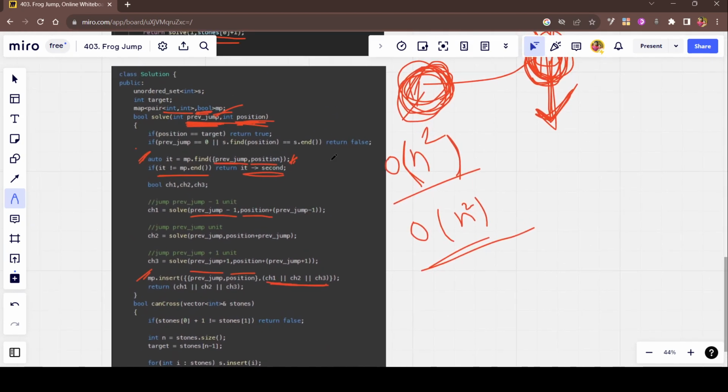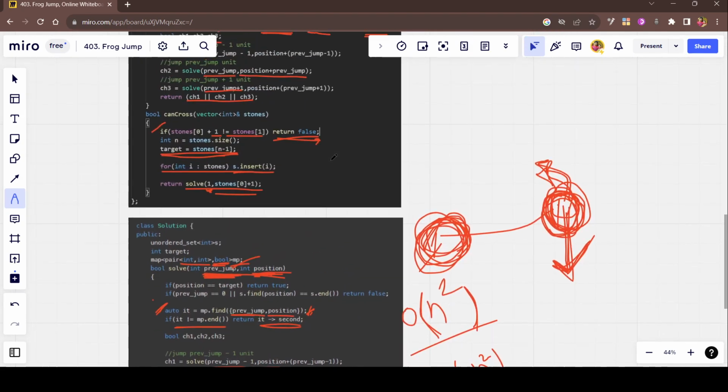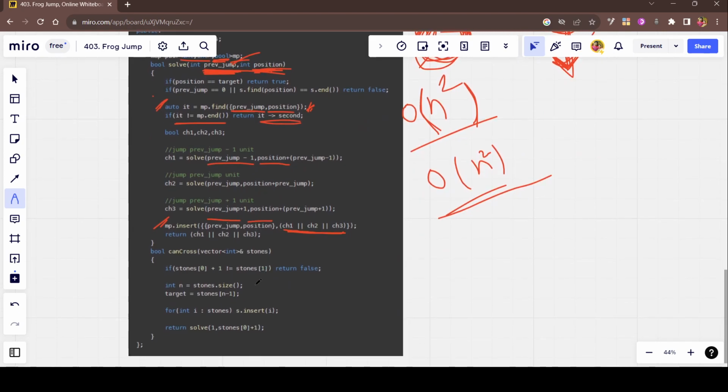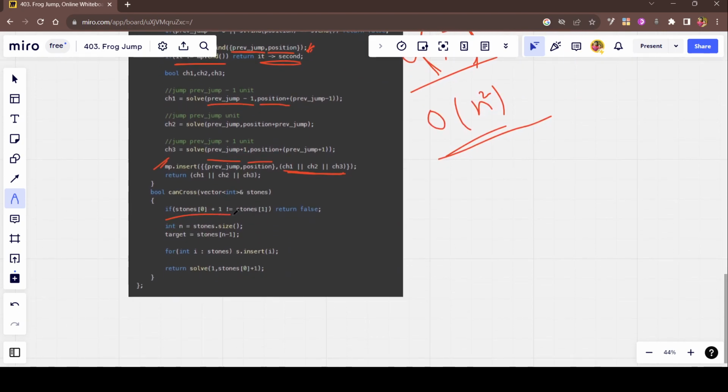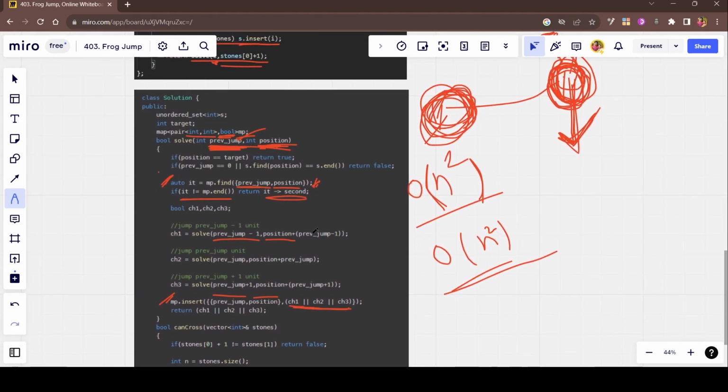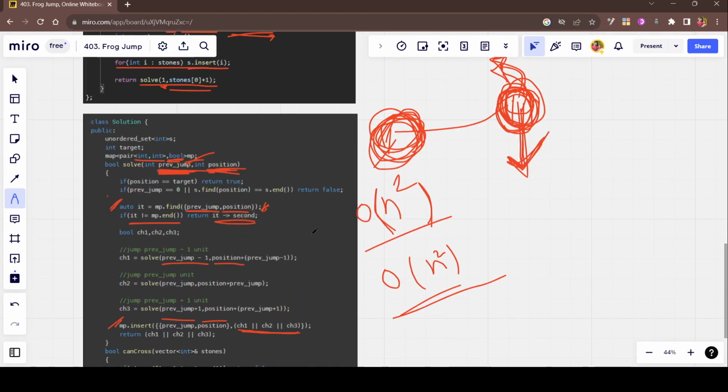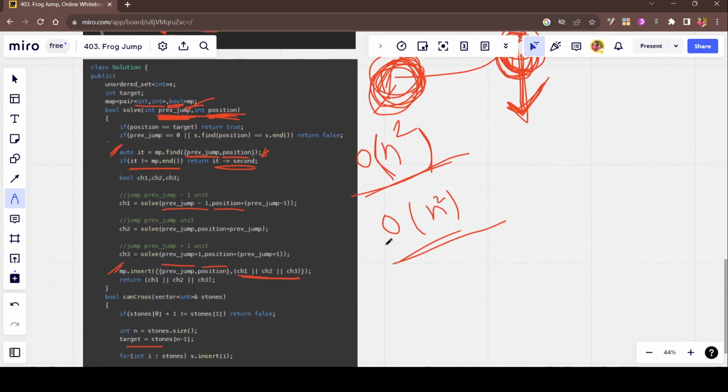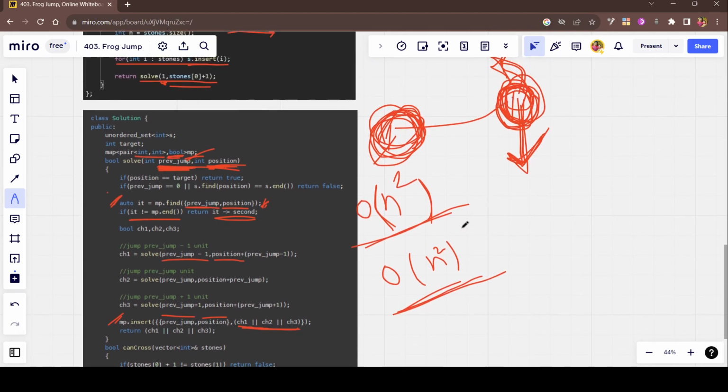Did I leave out anything? I have told about why I have to write this thing, and the target. No, I have cleared everything. So your time complexity will be order of n square and space complexity will be order of n square after memoizing.